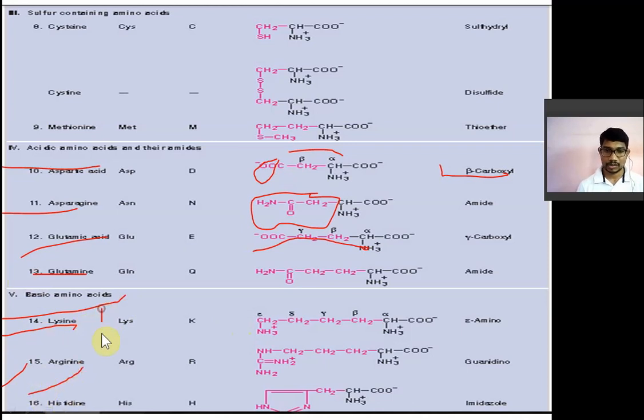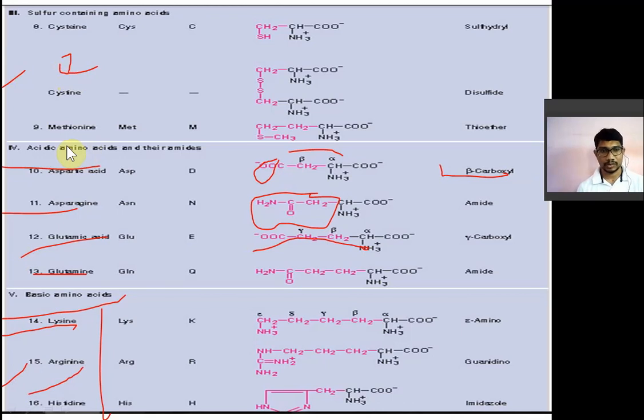And the acidic amino acids and their amides: A square, G square. A square means aspartic acid, asparagine. G square means glutamic acid, glutamine. Then the basic amino acids, you can remember LAH. So the first one is lysine.